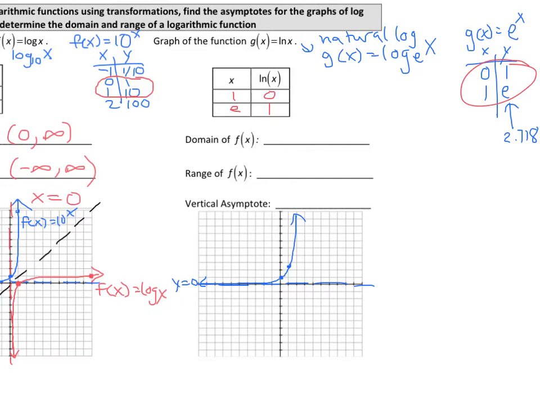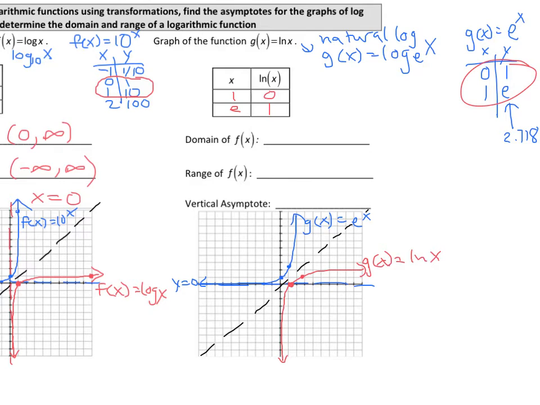And so I plot these points. 1, 0 is right here. And e, 1, I go over about 2.7, up 1. And my graph will look like this. So that is the graph g of x equals natural log of x. Remember that this was the graph of e to the x. So they're inverses, and they are a reflection over the x equals y line.